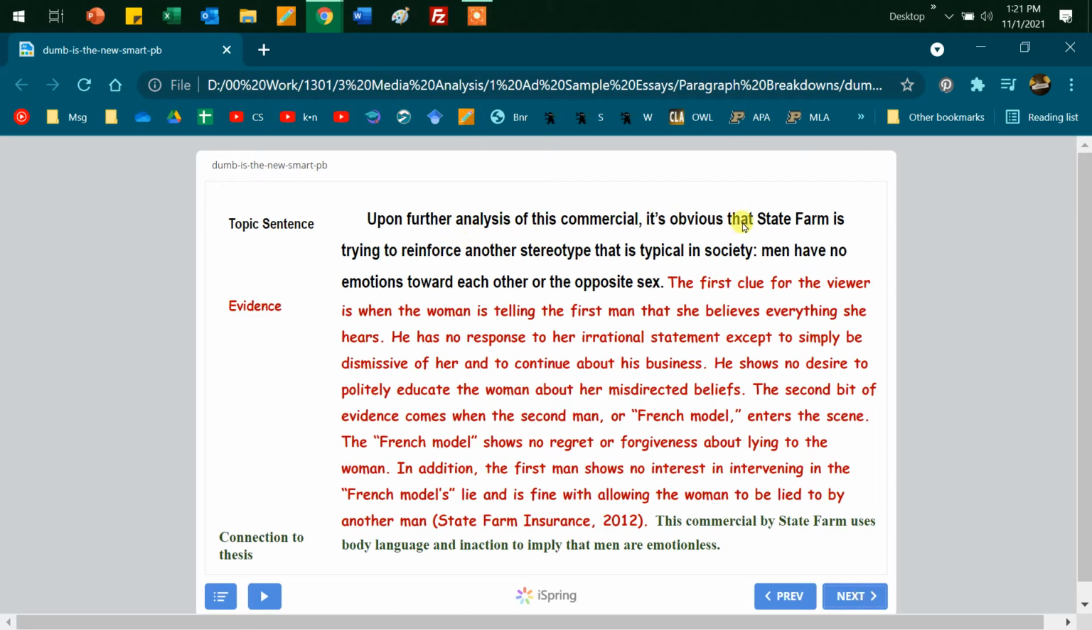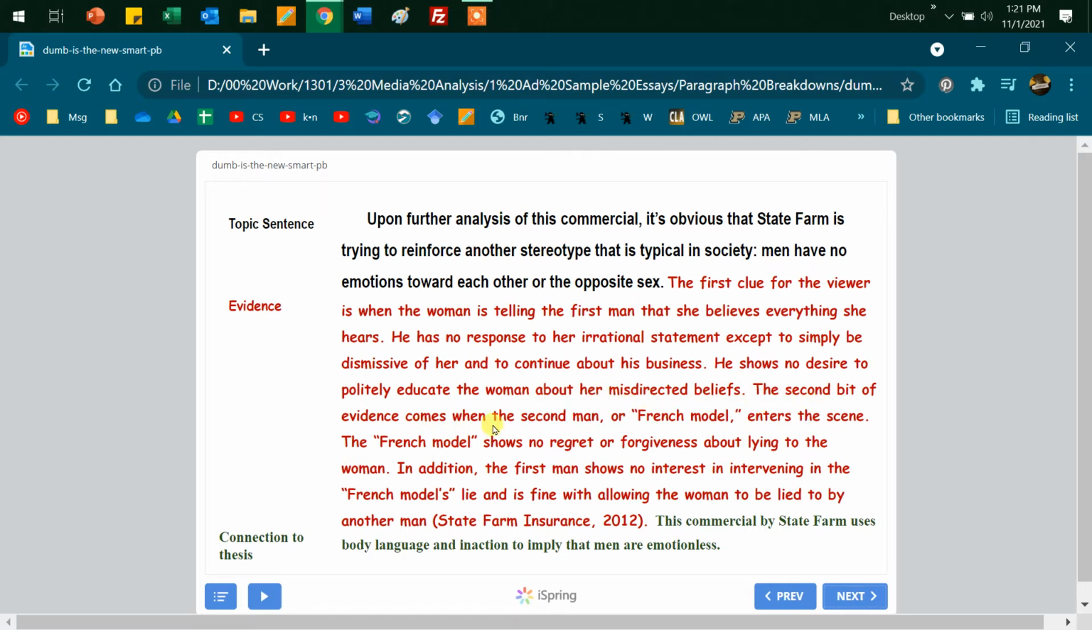Upon further analysis of this commercial, it's obvious that State Farm is trying to reinforce another stereotype that is typical in society. Men have no emotions toward each other of the opposite sex. The first clue for the viewer is when the woman is telling the first man that she believes everything she hears. He has no response to her irrational statement except to simply be dismissive of her and to continue about his business. He shows no desire to politely educate the woman about her misdirected beliefs.